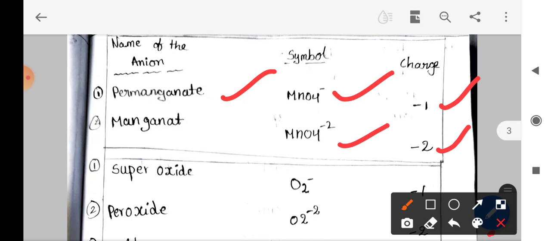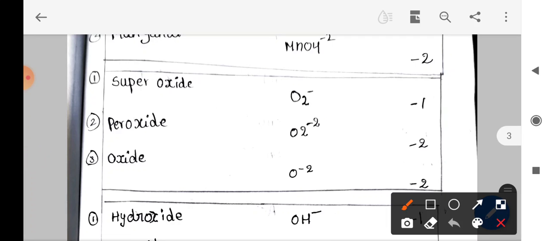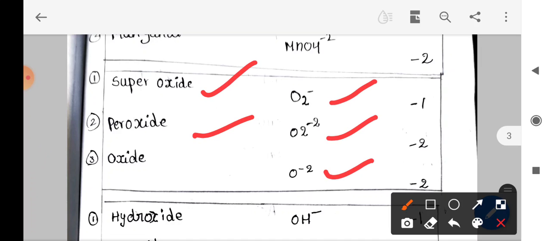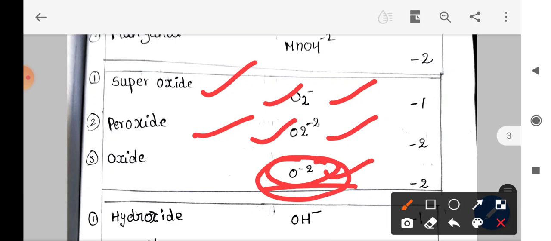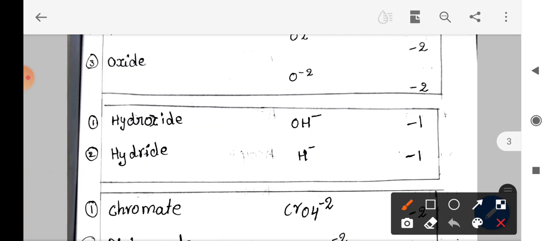Next set. Superoxide formula is O2 minus, peroxide O2 minus 2, oxide O minus 2. Here two oxygens are available, here also two oxygens are available, here only a single oxygen is available, but the charge is different. Superoxide monovalent, peroxide divalent, oxide also divalent. Just remember all these formulas. Take a screenshot. Now next one, hydroxide OH minus, hydride H minus. Both are monovalent ions.